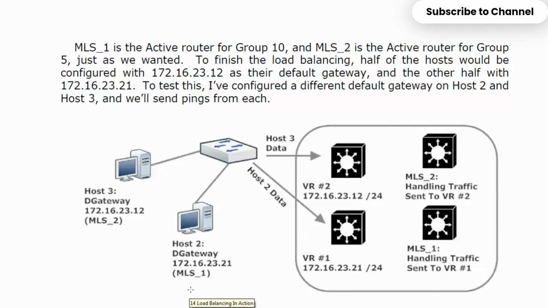So you can see here, just using two hosts, we've got host 2 with its default gateway pointing to 172.16.23.21, and that's the path it's going to take. And then host 3 has a different default gateway. It has the other virtual router's IP address 23.12 set as the default.